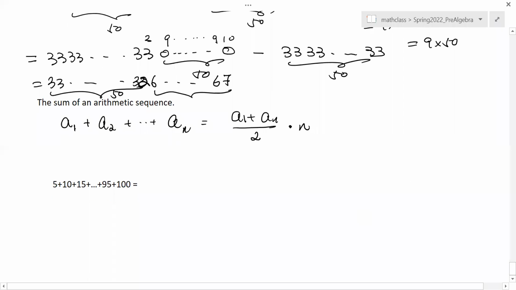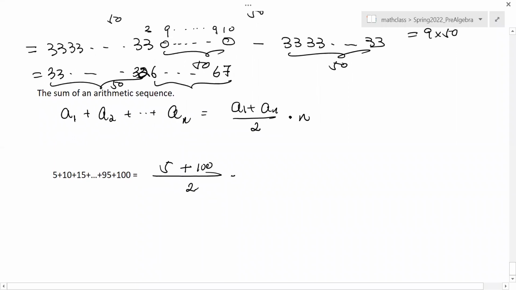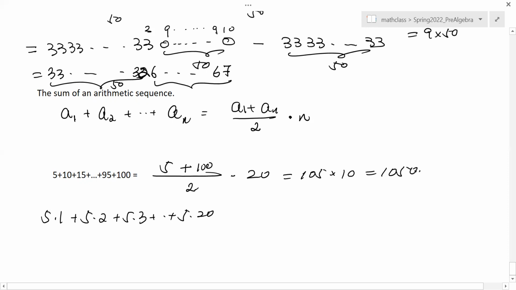So let's use this formula. The first term is 5. The last term is 100, divided by 2. So the question is how many terms are there? In order to figure out the number of terms, you need to express each term like this: 5 times 1, 5 times 2, 5 times 3. The last term is 5 times 20. So 1, 2, 3, 4, all the way to 20. So that is why there are 20 terms here, not 100 terms, the 20 terms. So this is 105 times 10. So that would be the answer.